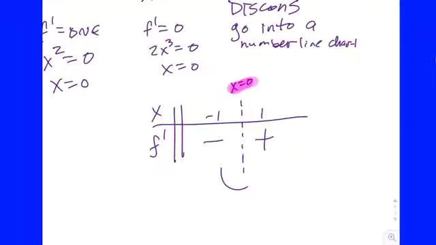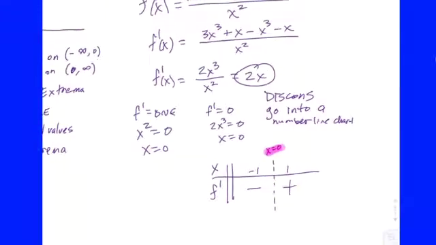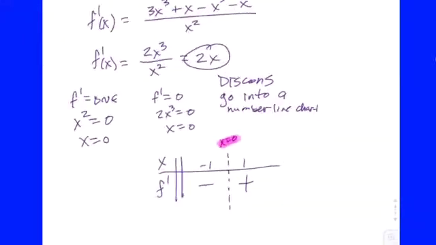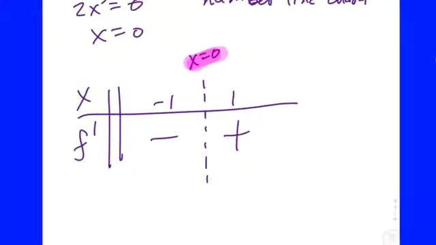All right? So there you go. I think I've made my point about discontinuities. Find them first. Be aware of them all the way through. They do go in number line charts. We don't have any other critical values here to put in there with it, but you can put it in there by itself to figure out intervals of increasing, decreasing.